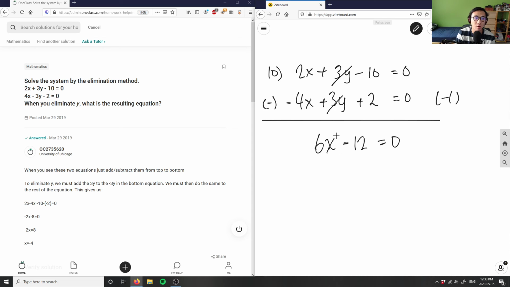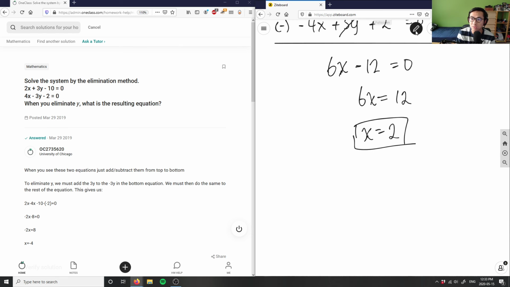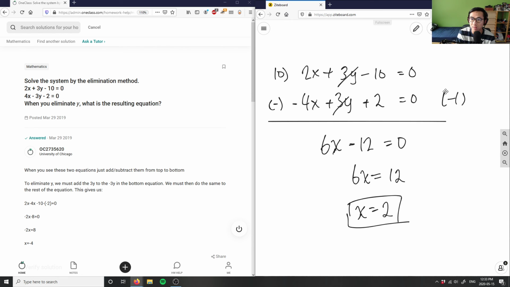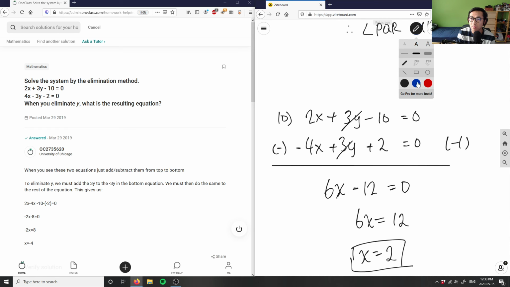Now I can solve for my x value. I have 6x minus 12 equals 0. I can move 12 to the other side, so 6x equals positive 12. I can divide both sides by 6 to get x equals 2. So 2 is my solution for x. Now all I have to do is plug this into one of these equations. I'm going to say this one is equation 1, and this one is equation 2.